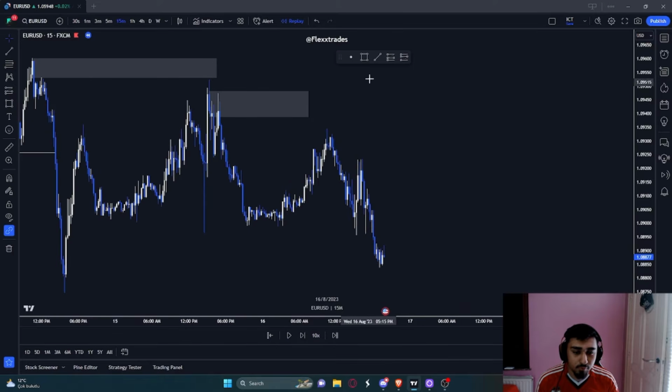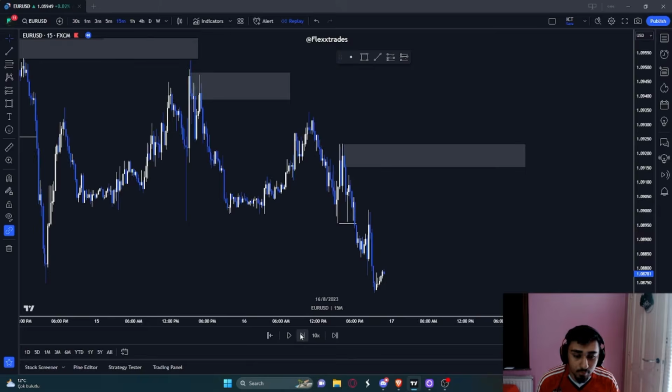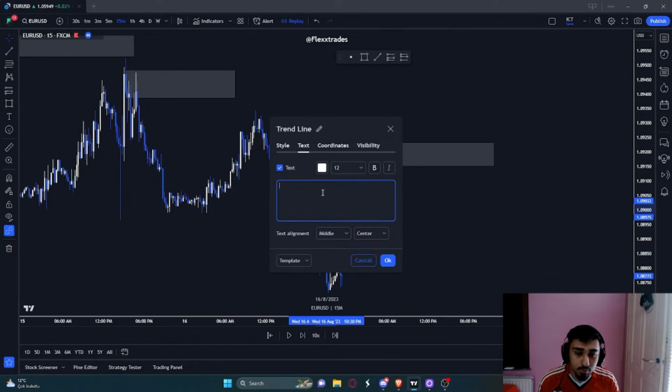So what I simply wait for is a break of structure right here. And now I look for the supply that caused that break of structure, which is going to be identified right here. Right, so then what do we simply do? We wait. We have another break of structure, but this break of structure for me is not valid. So what you do is mark this out as liquidity, right?